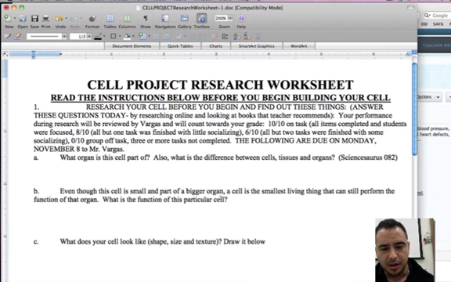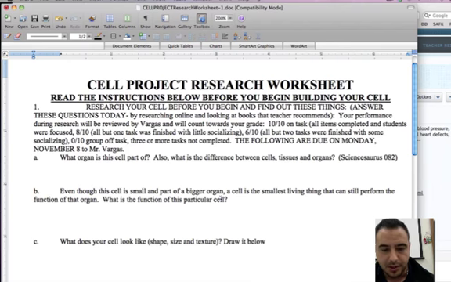Even though this cell is small and part of a bigger organ, a cell is the smallest living thing that can still perform the function of that organ. All that means is that a cell, as small as it is, can do the same role or the same responsibility that the bigger organ can. So that little cell can do what the big organ can, but at a small level. So we just want to know what the function of your cell is.